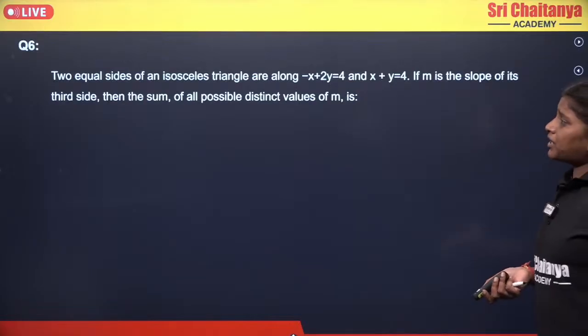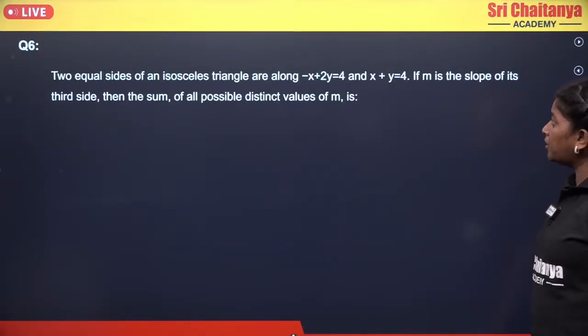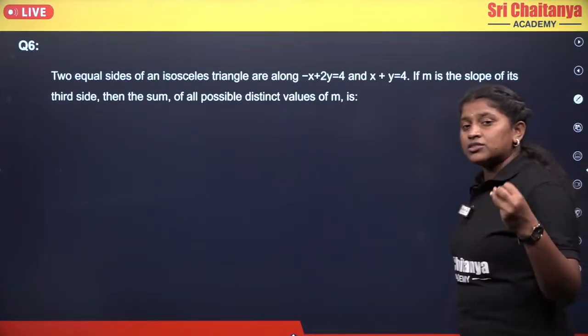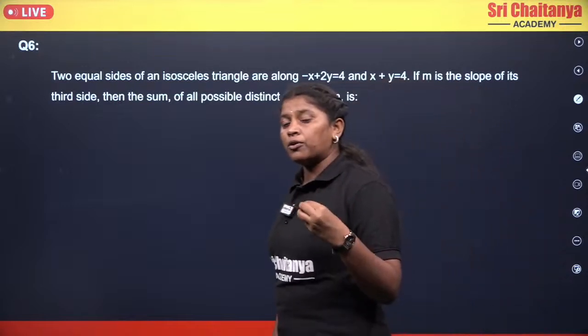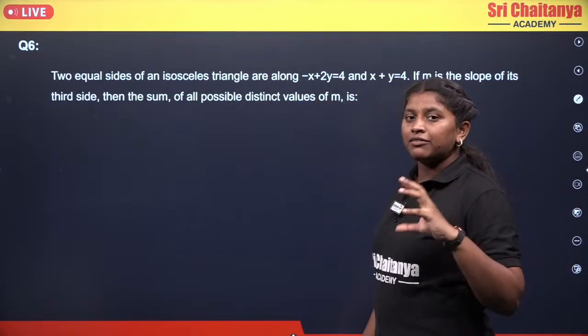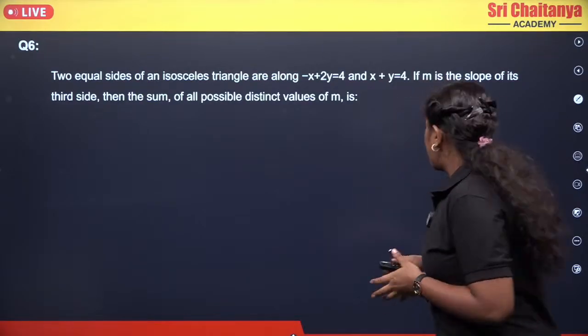Two equal sides of an isosceles triangle are along minus x plus 2y equals 4 and x plus y equals 4. If m is the slope of its third side, then the sum of all possible distinct values of m is. So they are asking us to find the sum of all possible values of m. First of all, let's represent the given data in the form of a diagram.